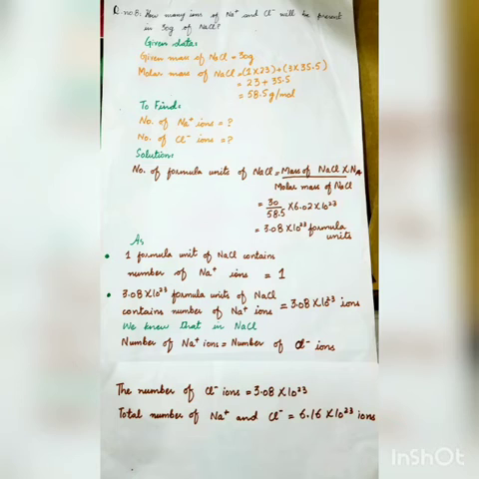And we know that in sodium chloride, the number of sodium ions is equal to the number of chloride ions. So the number of chloride ions will also be 3.08 × 10^23. So the total number of sodium ions and chloride ions will be 6.16 × 10^23 ions.